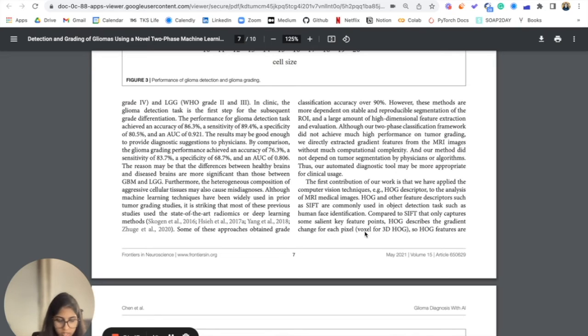So the performance of the glioma detection task, it achieved an accuracy of 86.3%, and then a sensitivity of 89.4%. It's basically all looking at the percentages, and they're also explaining why it might have been like that. But again, what I really care about, even though the accuracy might be good, is how did they even come up with this novel approach? What was their thinking behind it, and what sort of techniques they used.